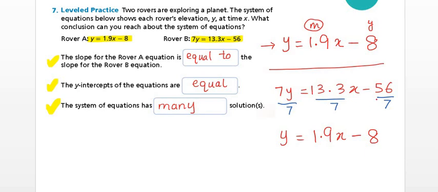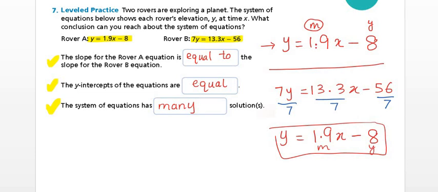Then for the second equation, it was not in the standard form. I divided each term by 7 and I got this equation. Now in this equation, what is the value of m, the slope, and what is the value of the y-intercept? It's the same like the first one. So we can say the slope of the rover A equation is equal to the slope of the rover B equation. The y-intercept of both the equations are equal. It's -8 and -8. So that's why the system will have, what do you think? It will have one solution, no solution, or many solutions.